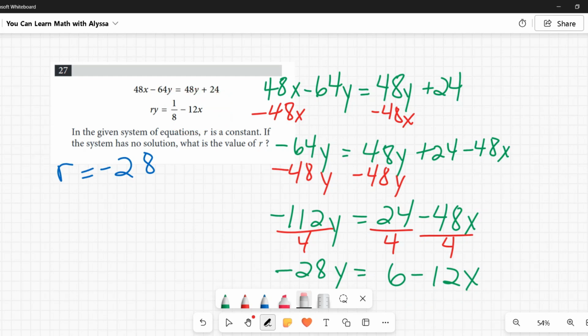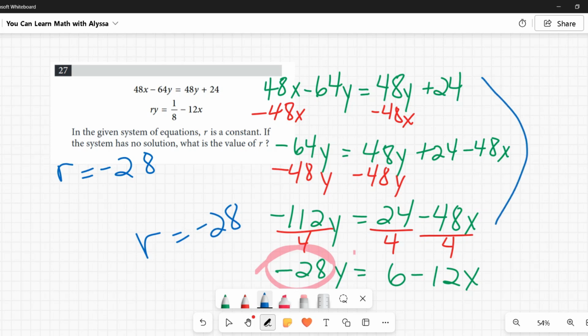And up here, on the left, same thing. To get the slope, I've got r times y, so I'm going to divide everything by r. So it'll be negative 12 divided by r, and they have to match. So that r must be this coefficient here. It must be negative 28.